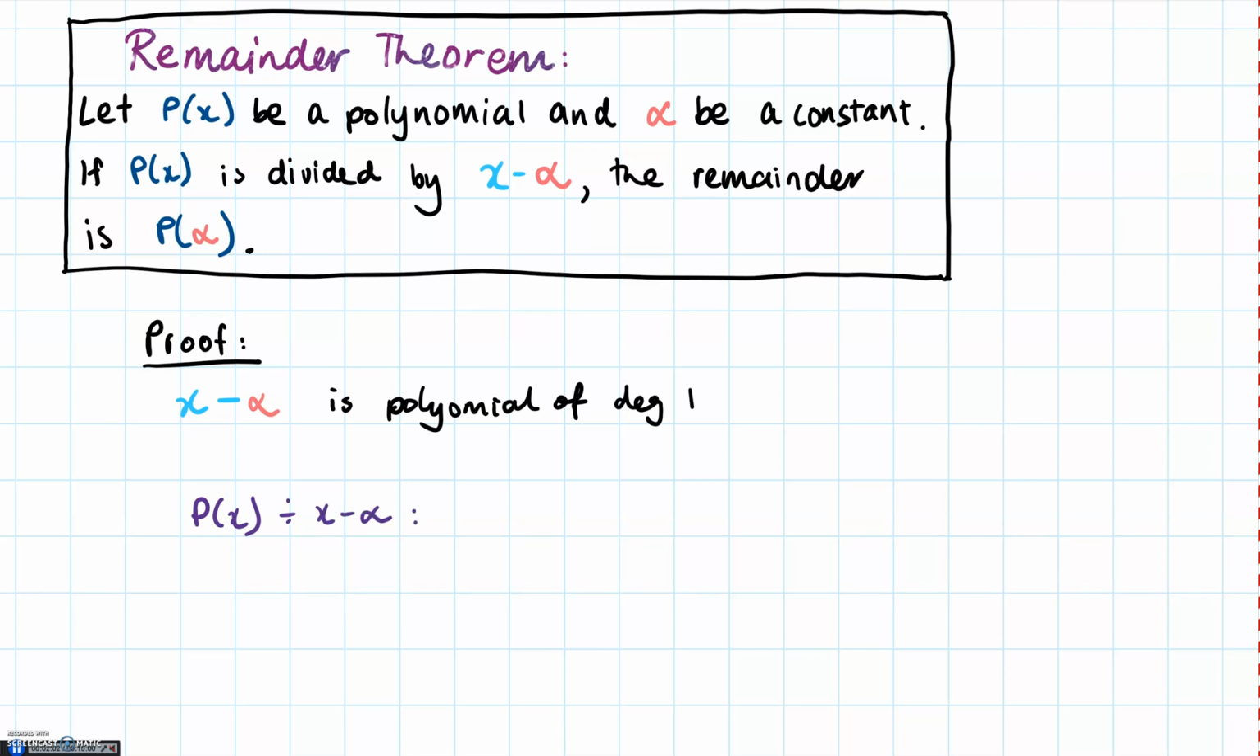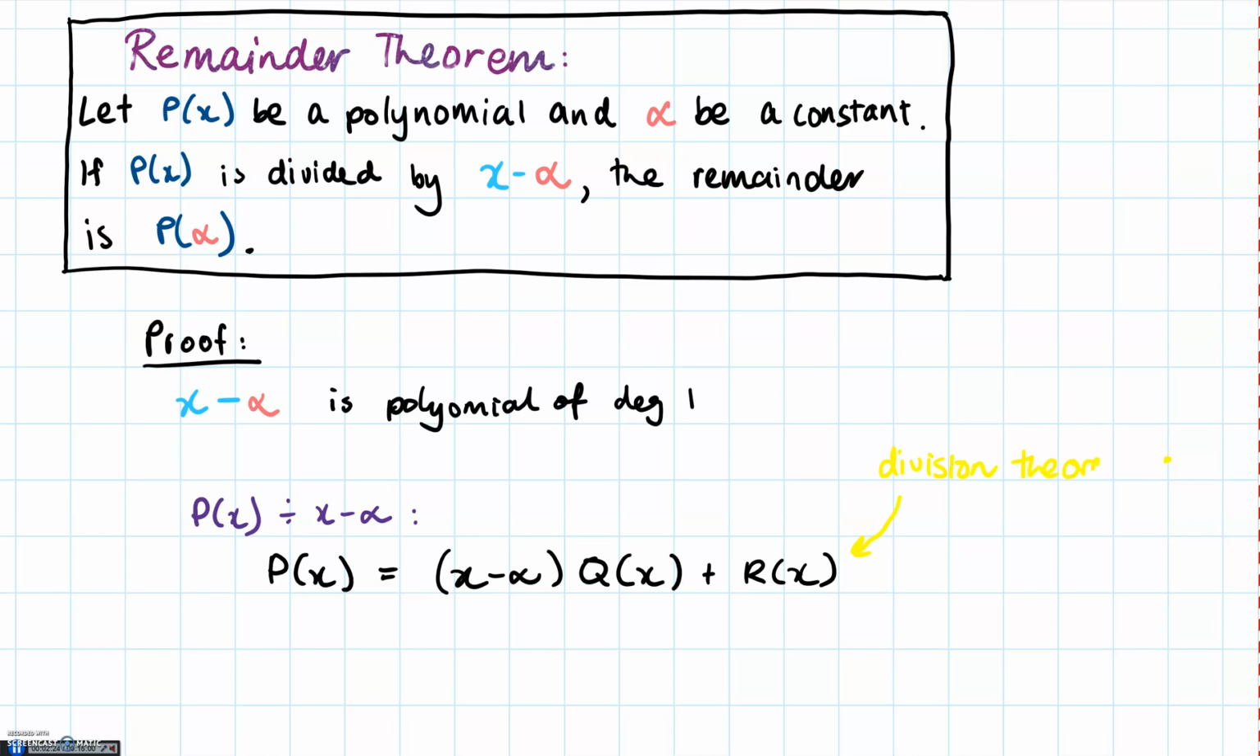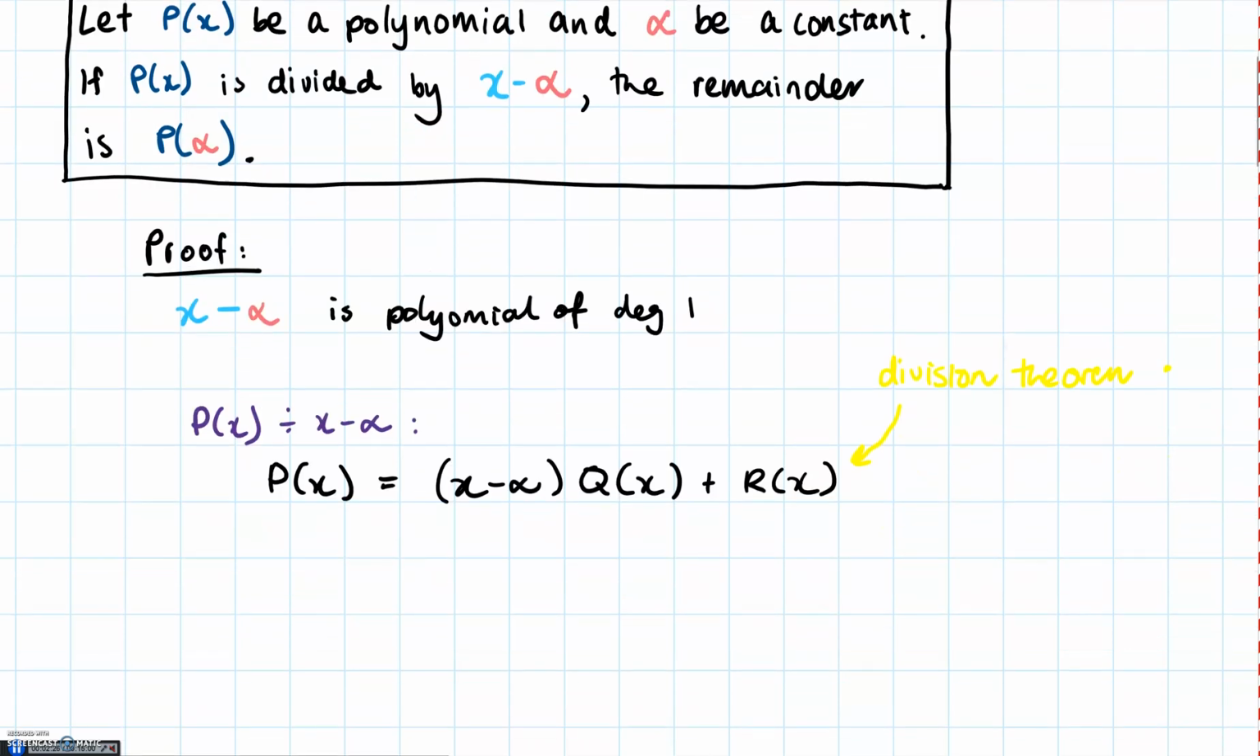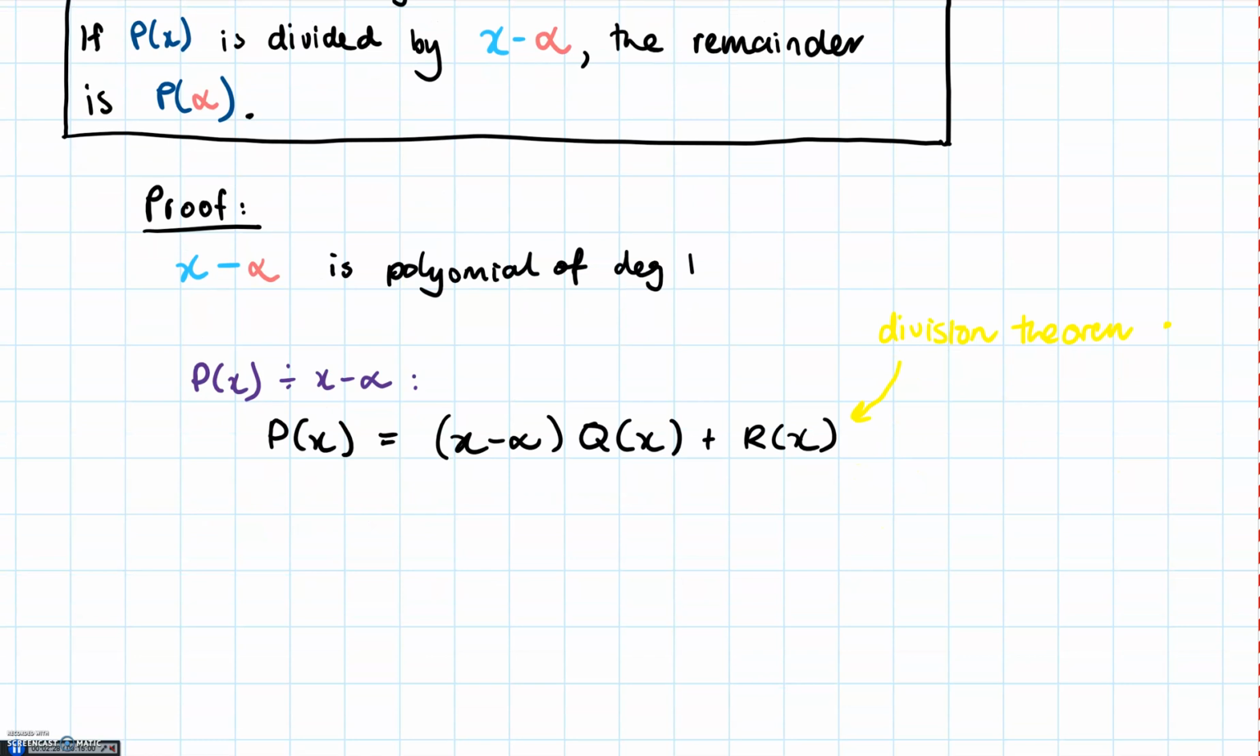We can write p of x is equal to x minus alpha times a polynomial quotient q of x, plus a remainder r of x. We did that last lesson. This was the division theorem. Remember.